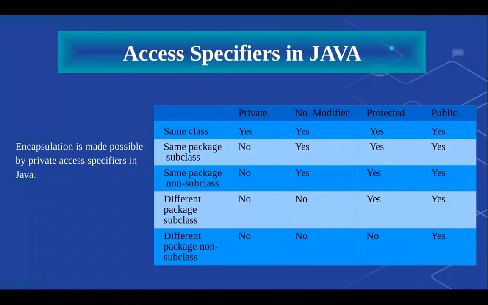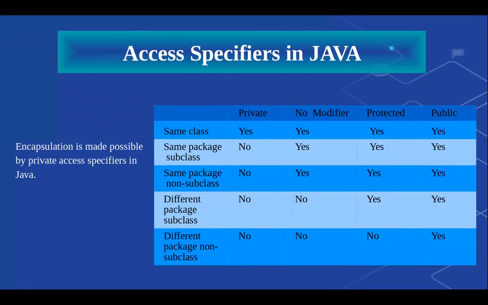Now, when we come to the private access specifier, it is accessible only within that class. That is, inside the same class, it is accessible. Outside that class, these variables are not directly accessible. In the same package subclass, it's not accessible. Same package non-subclass, not accessible. Different package subclass, not accessible. And different package non-subclass, not accessible.